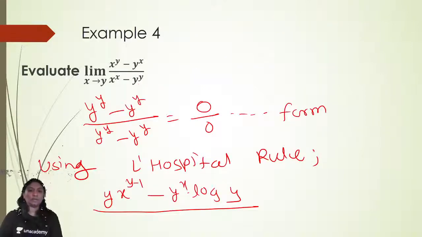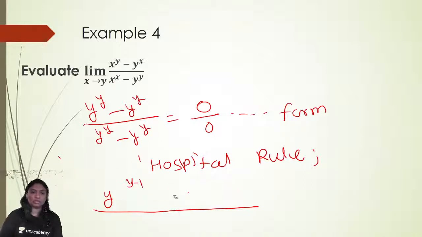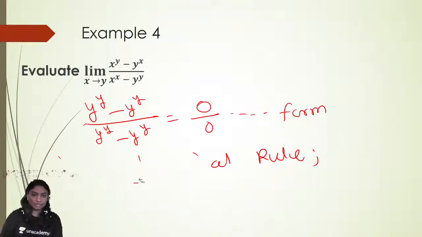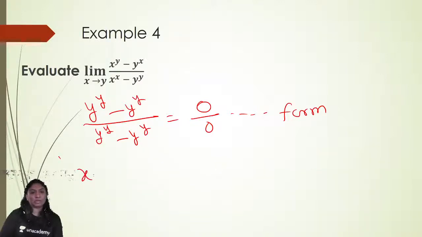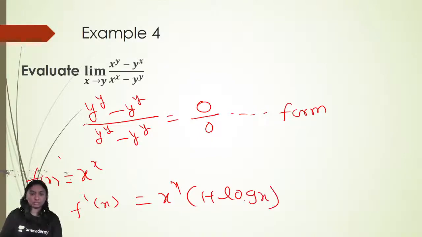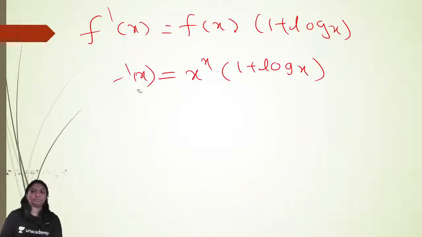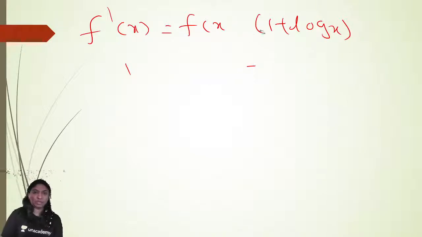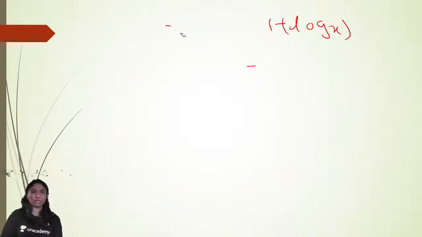Now differentiating y times x raised to x, you will get x raised to y. Using L'Hospital's rule, I'm taking this as it is by letting f of x be equal to x raised to x, so you will get f dash of x is equal to x raised to x into bracket 1 plus log x. Now we will take our actual function.